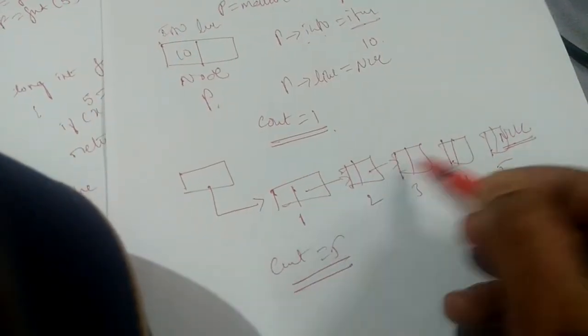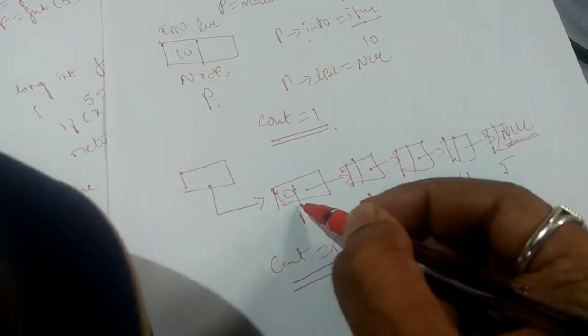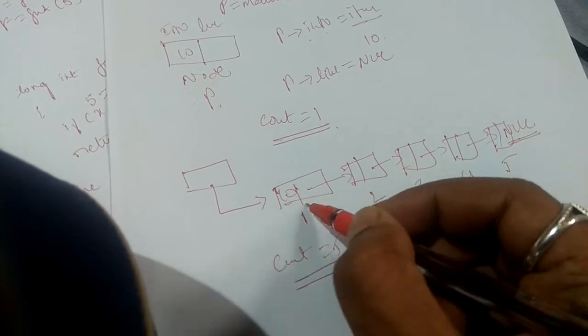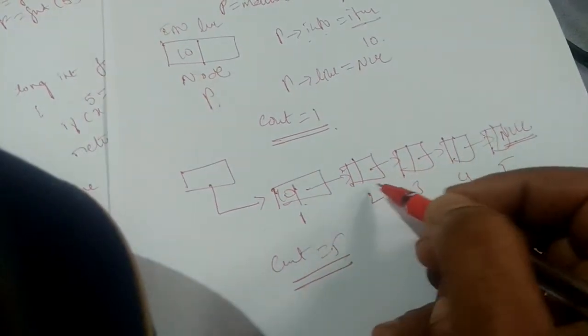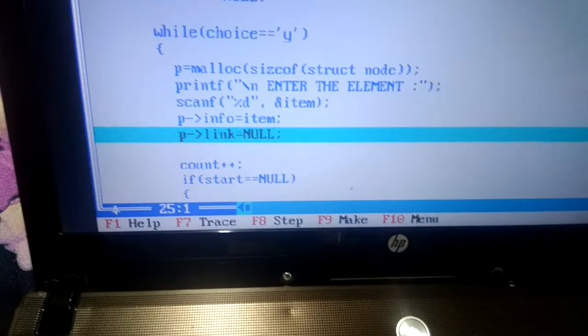Okay, then it becomes a linked list. The first time I enter 20, start is equal to null. From the second time onwards it goes to the else part; I will tell you how it goes to the else part. For the second node onwards, p of info equal to item, because you are creating the second node. Third, p of link equal to null.